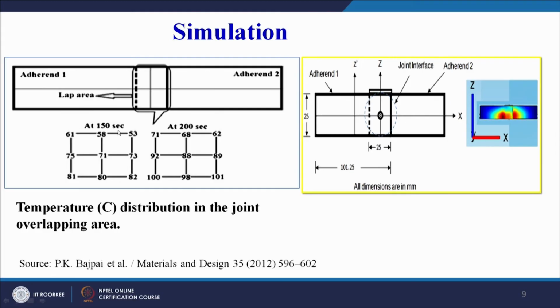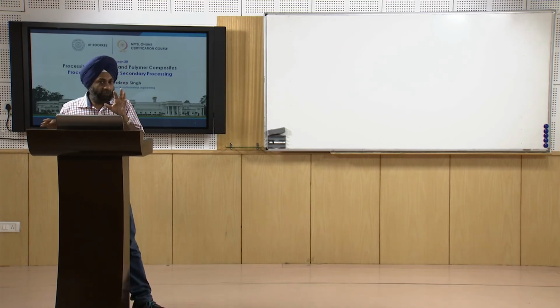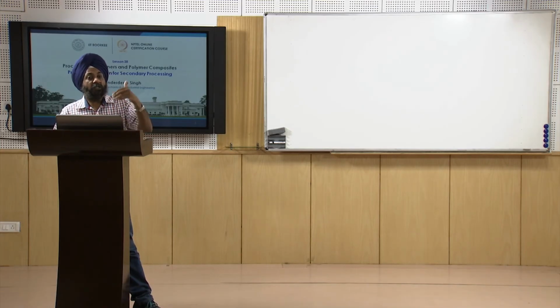So this is at 150 seconds. 150 seconds means that the exposure time in the microwave oven is 150 seconds. We can see at 200 seconds the temperature is further increasing. Now because of this simulation result we can see what is the exposure time in which we are getting the temperature in the overlap area which is above the glass transition temperature of the polymer or the melting temperature of the polymer.